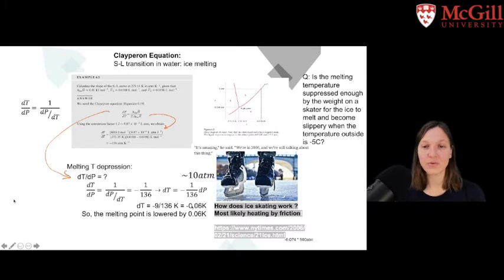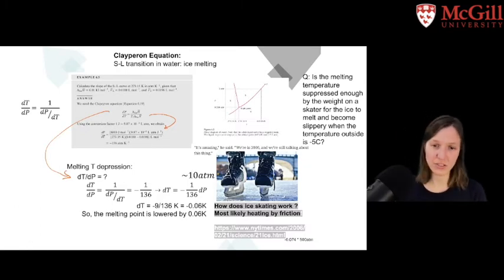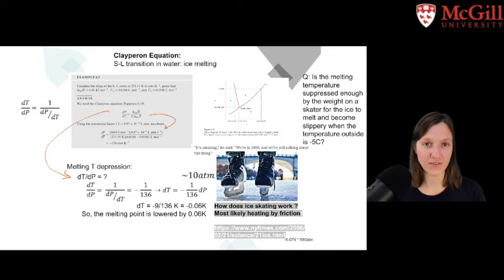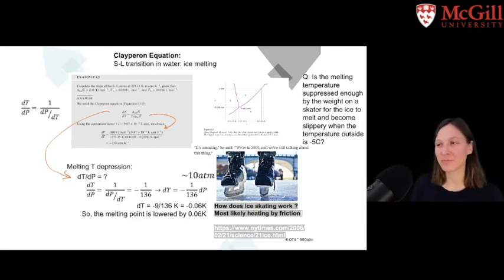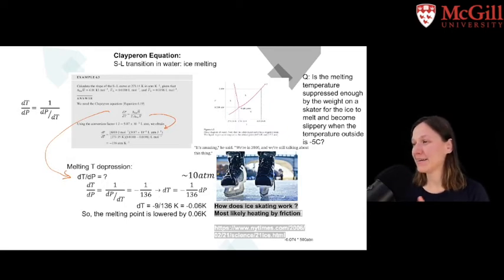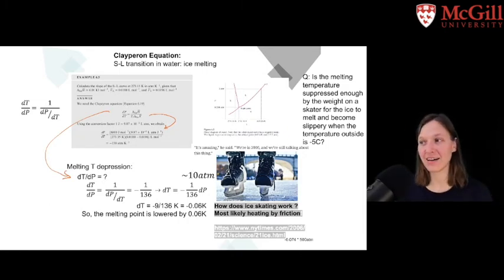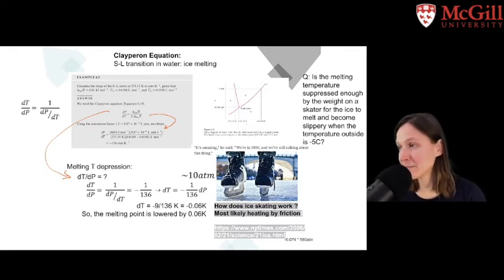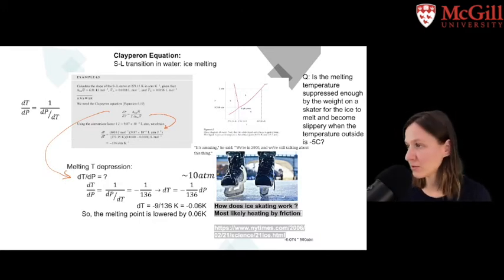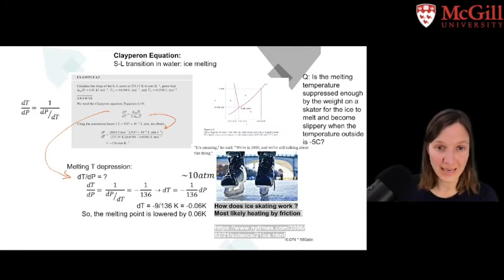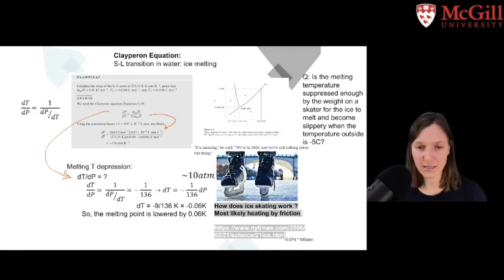And what I get is that the melting point is going to be suppressed by 0.06 Kelvin, which is clearly not enough to bring the melting point below negative 5 Celsius, right? So the conclusion from this is that it's clearly insufficient to make the ice melt due to the pressure of the skates when it's minus 5 Celsius outside. The corresponding temperature in Kelvin is 273.15 minus 5. We get 268.15. We are definitely not going to get there with such small suppression.